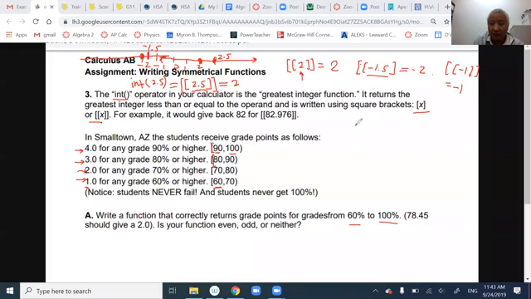So I'm thinking about maybe 60. You minus 50 first, you make it 10. And then you divide it by 10, and make it the greatest integer function, like this. Let's see what we got.